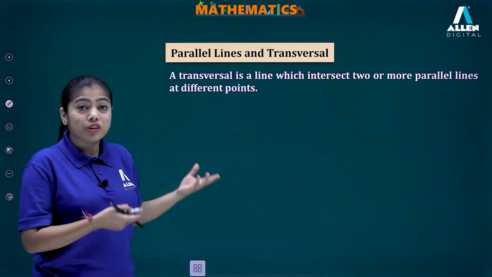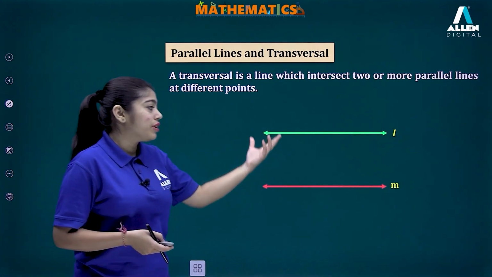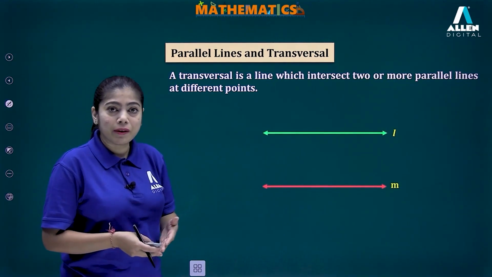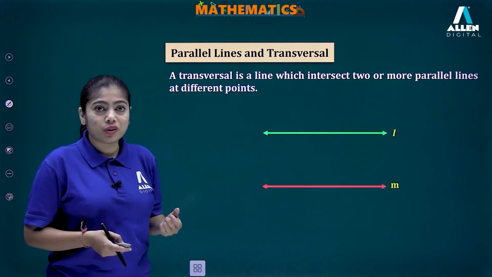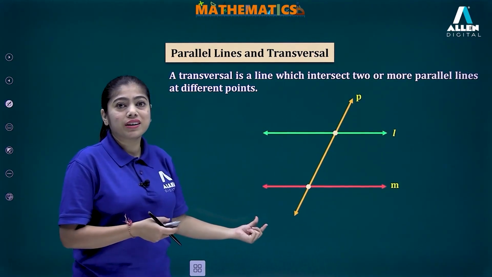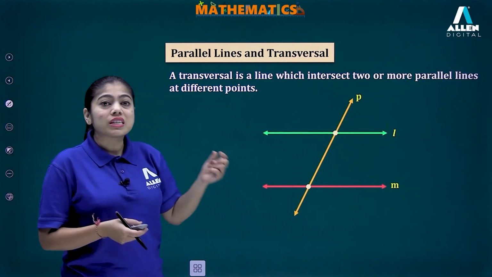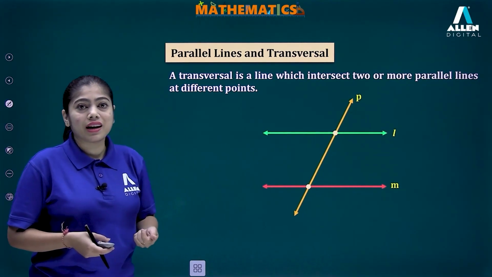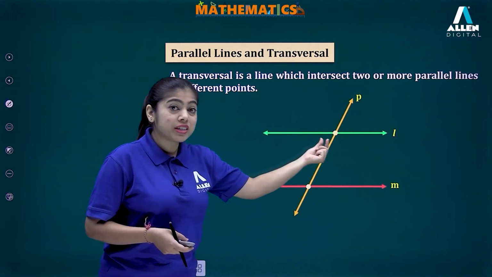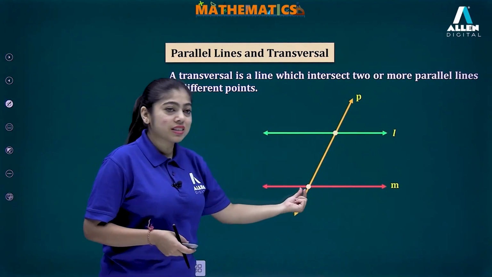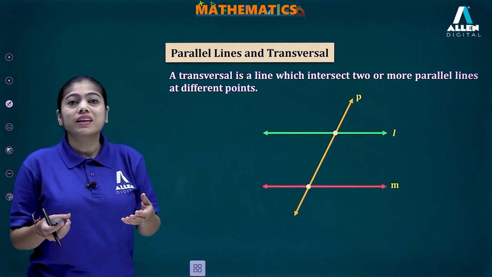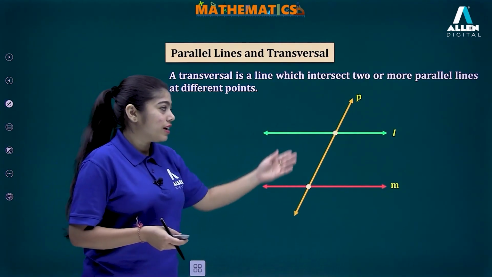Now how can we visualize it? Let us see. We have two parallel lines L and M. We say that L is parallel to M. Now how will a transversal look? It is going to be like this. Line P here is a transversal. Why? Because it is intersecting the two parallel lines at two different points. Line L is intersected at this point, whereas line M is intersected at this other point. So in this figure, we say that line P is a transversal.